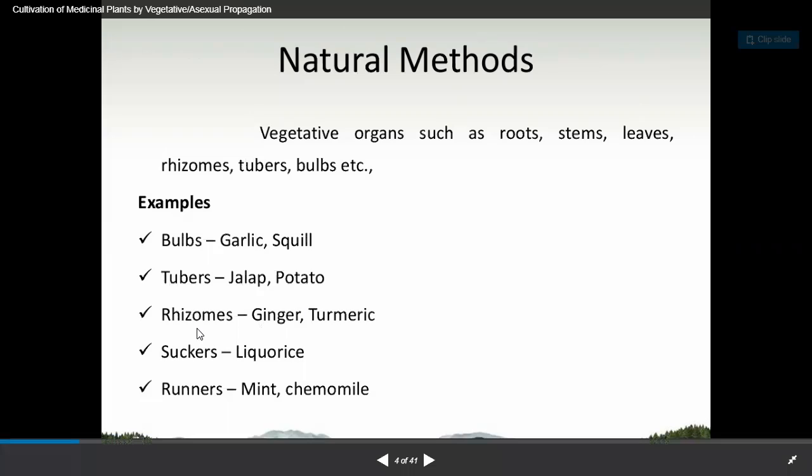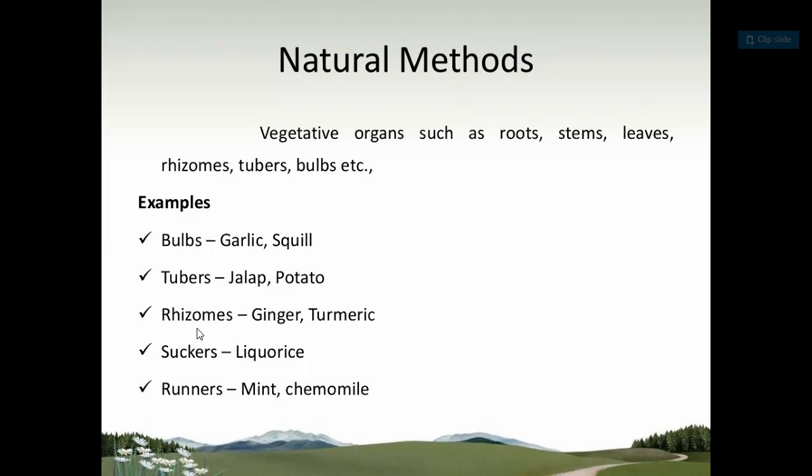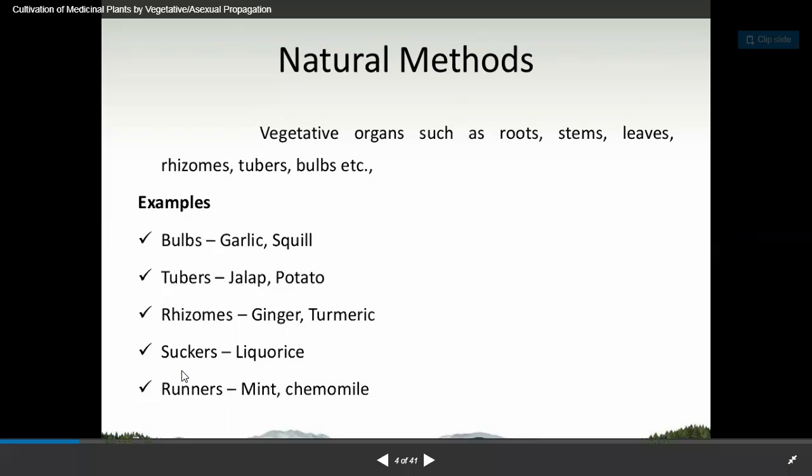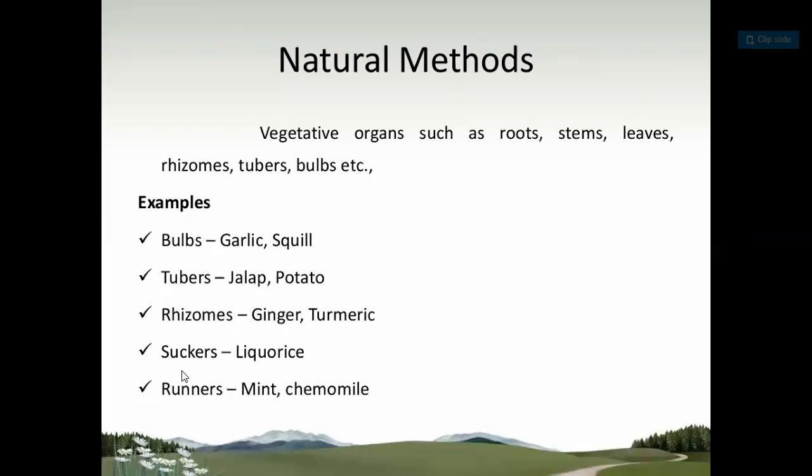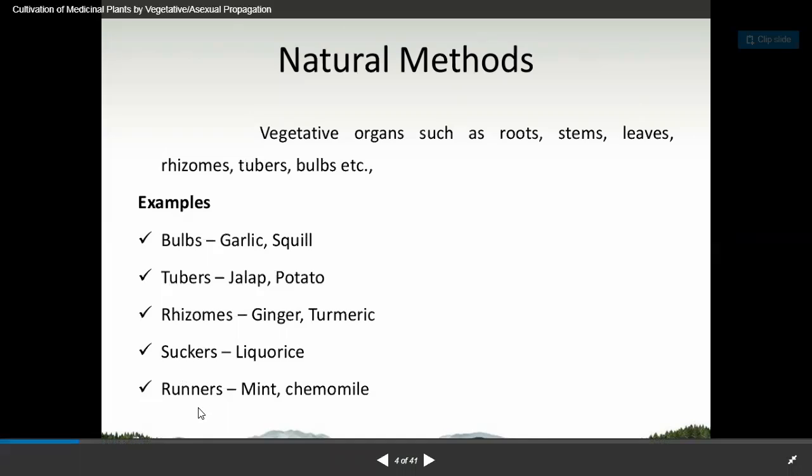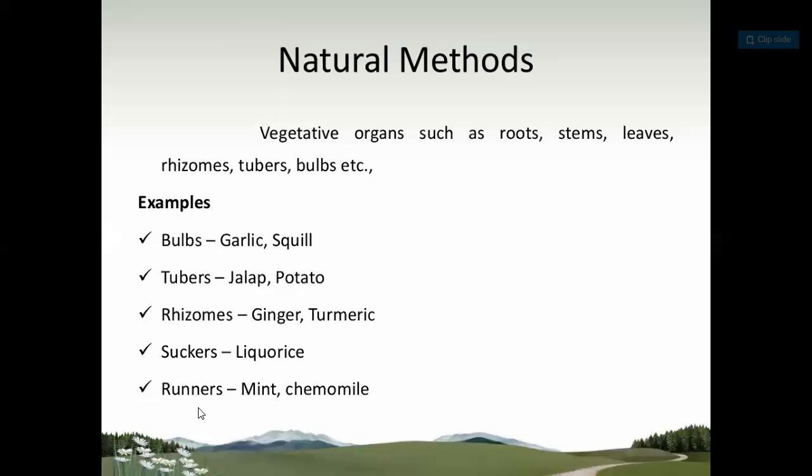The third example is rhizomes. In rhizomes there are two examples given, the ginger rhizome and turmeric rhizome. So the ginger we are using, even for preparation of tea and different masalas, right, that part itself is known as rhizome. So that ginger we can take as an initiator of our medicinal plant. Even in the case of turmeric it is the same. The next one is the suckers. It is licorice. Licorice suckers we can take to generate a new plant. And runners, mint or pudina or chamomile, these two plants are examples for the runners. These are the natural methods.